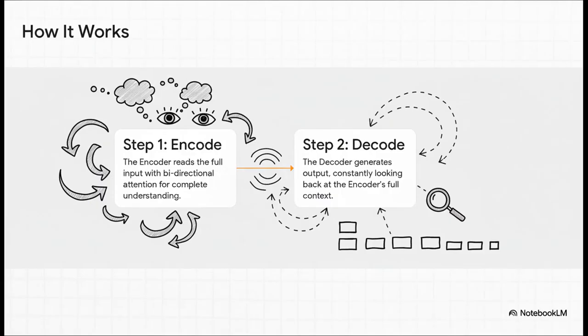So how does it actually work? Well, it's a two-step dance. First, you have the encoder. It reads the entire input using something called bidirectional attention. That just means it's not just reading left to right, it's looking at every word and how it relates to every other word, forwards and backwards, to get this really deep, complete picture. And only after it's done all that does the decoder kick in and start generating the output. And the whole time, it's constantly looking back at that complete picture the encoder built.